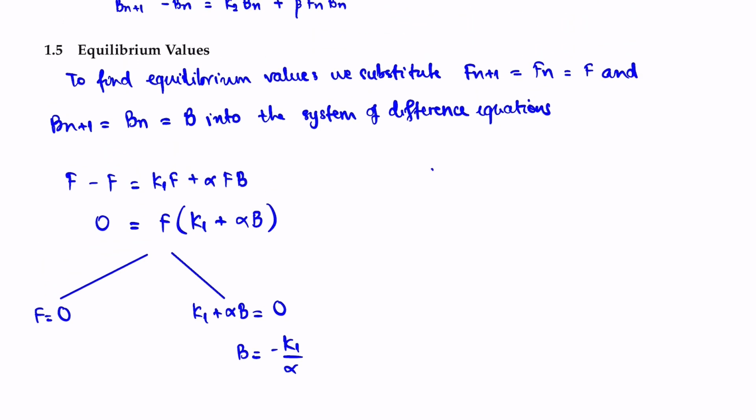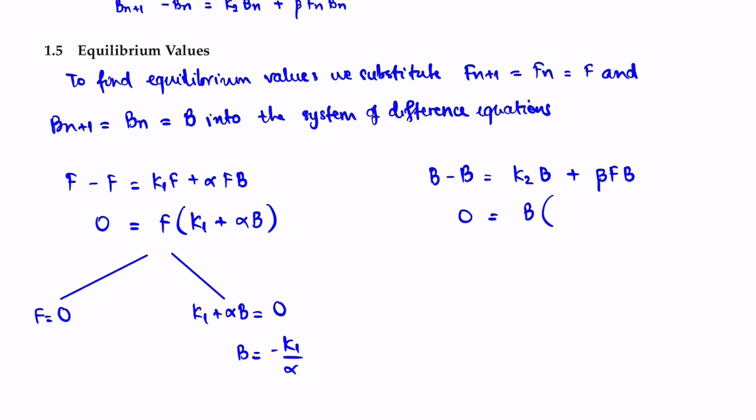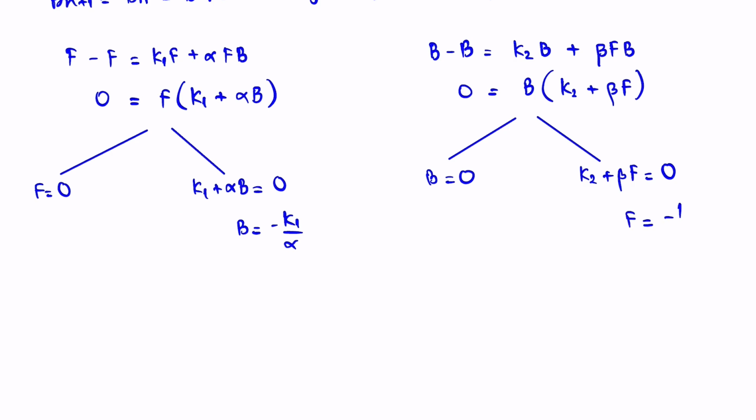So b minus b equal to k2 times b plus beta times f times b. On the left hand side you got 0 as well. On the right hand side you have b as a common factor, b times k2 plus beta times f. Right. So in one case you have b equal to 0, and in the other case you have k2 plus beta times f equal to 0. For this equation you get f equal to negative k2 divided by beta. So you have two equilibrium points.